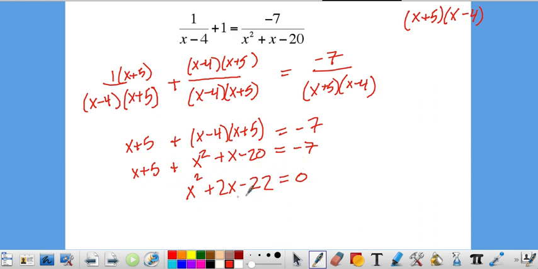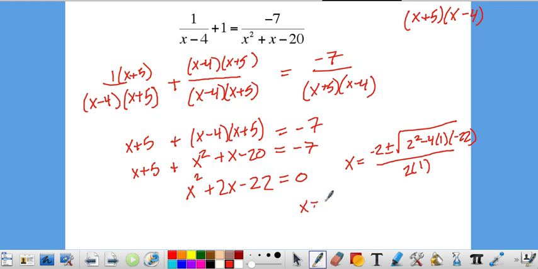And now this doesn't look like something we can factor. So we would have to use the quadratic formula or menu 331. However you want to go about that, you could also solve it by graphing. I'll go ahead and just use the quadratic formula because I don't happen to have my graphing calculator on me. So x equals negative 2 plus or minus the square root of 2 squared minus 4 times 1 times negative 22, all of that over 2 times 1.